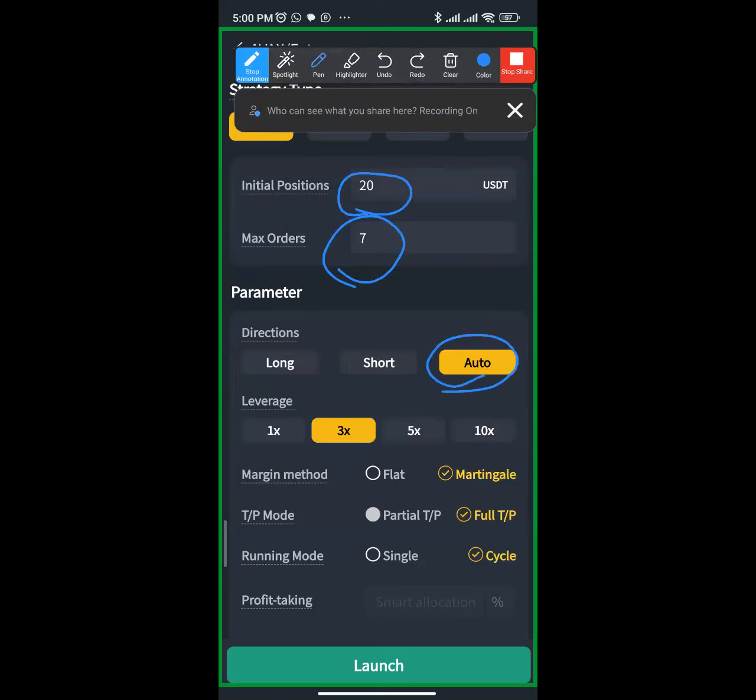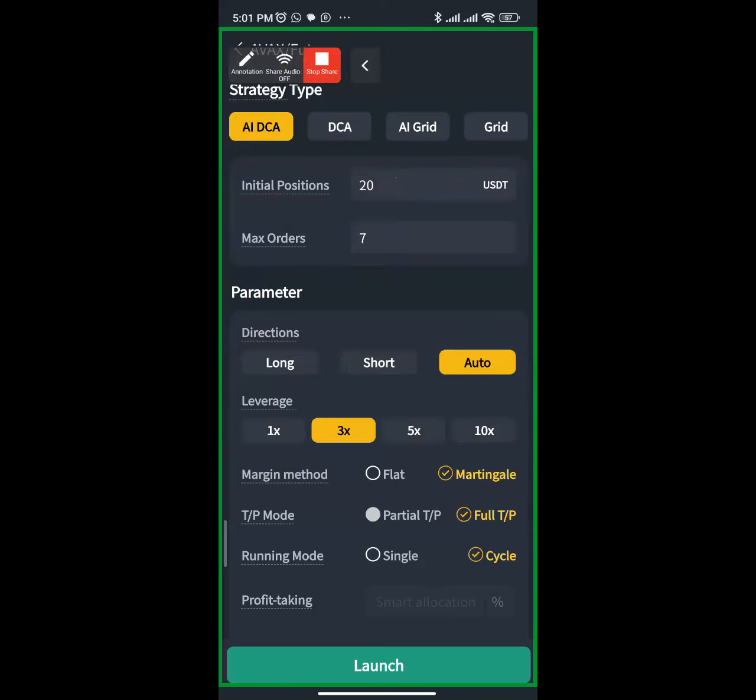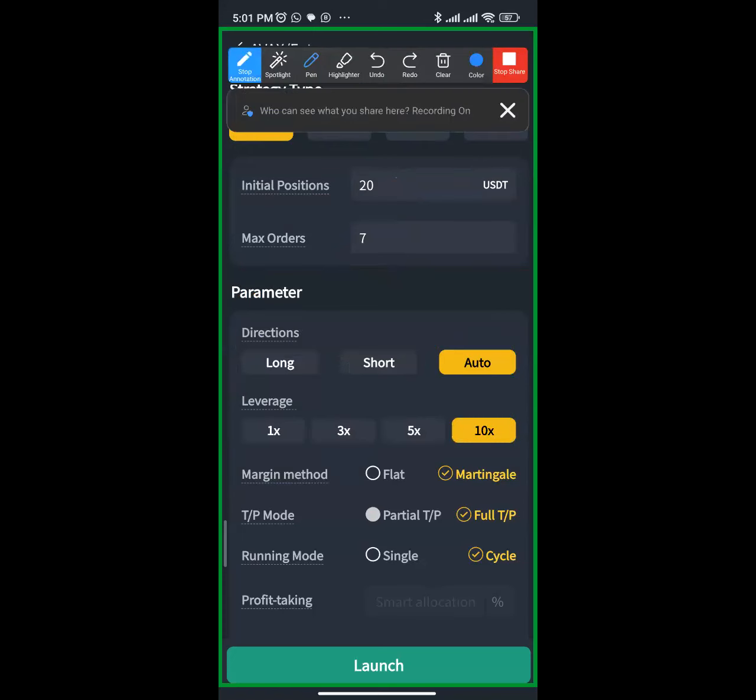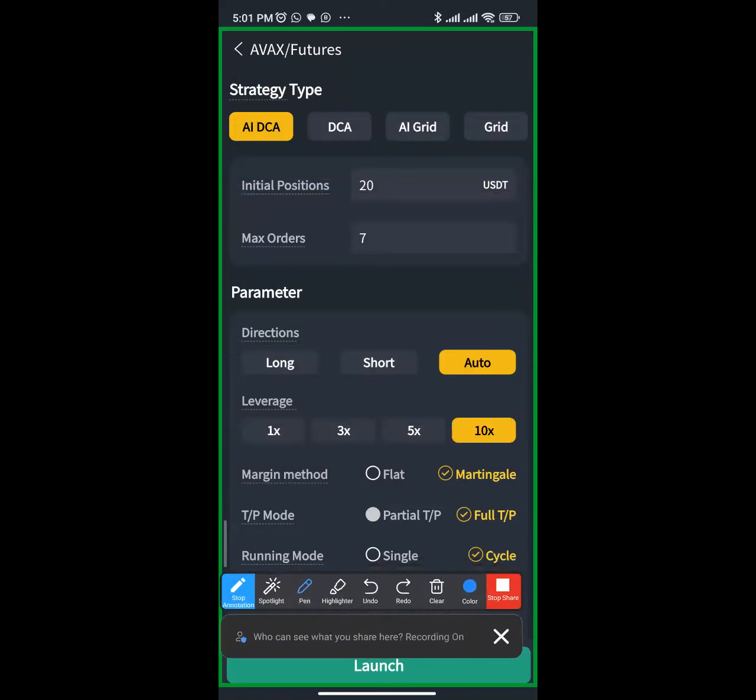Then the leverage has to be 10x for those trading between 100 to $600. Yes, I think so. So you have to tap on 10x. Let's carefully look at the parameters. The AI DCA initial position is 20, max order is 7. The direction, of course, is automated, and leverage is 10x. You don't need to worry about these other ones because the system is automated.